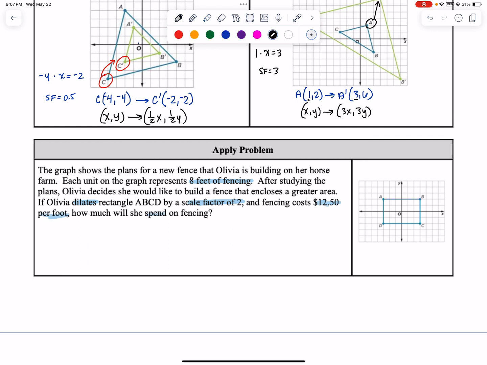Okay, all right. So first thing is, I know every square is 8 feet. So that's something to just be aware of that we need to remember as we're coming up with our total amount of feet.